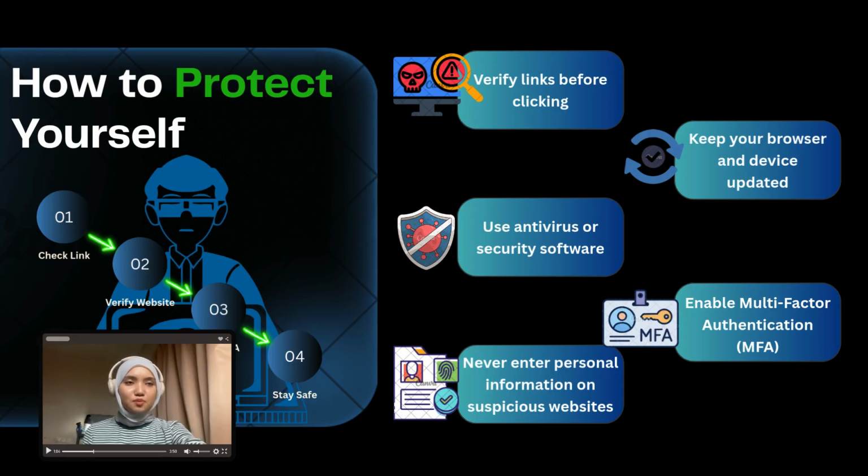Besides recognizing suspicious websites, there are several simple steps that you can take to stay safe online. First, always verify links before clicking them, especially if they come from emails, messages, or social media. If you are unsure, type the official website address directly into your browser instead of clicking the link. Next, keep your browser, operating system, and software up to date. Updates often include important security patches that protect your device from newly discovered threats.